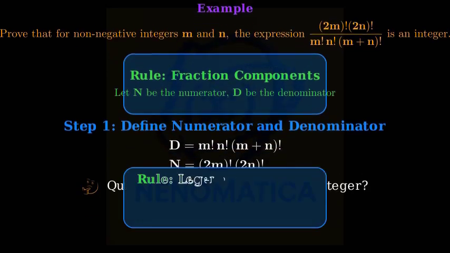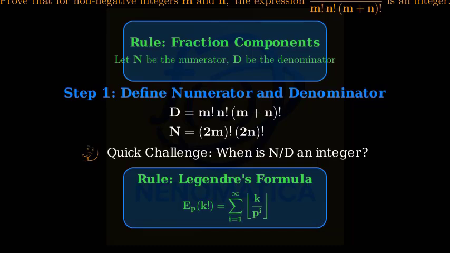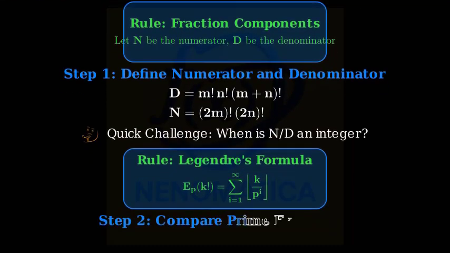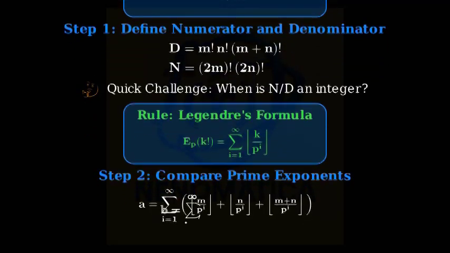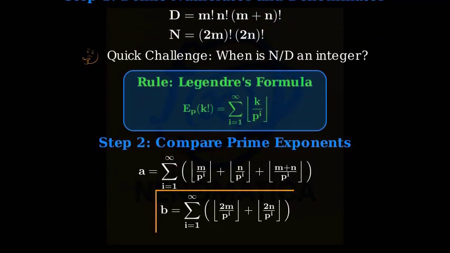Step 2. We will compare prime exponents using Legendre's formula. For any prime p, let lowercase a be the exponent of p in D, and lowercase b be the exponent of p in N. Then a equals the sum over i of floor of m over p to the i, plus floor of n over p to the i, plus floor of m plus n over p to the i, and b equals the sum over i of floor of 2m over p to the i, plus floor of 2n over p to the i. Our goal is to show a is less than or equal to b.